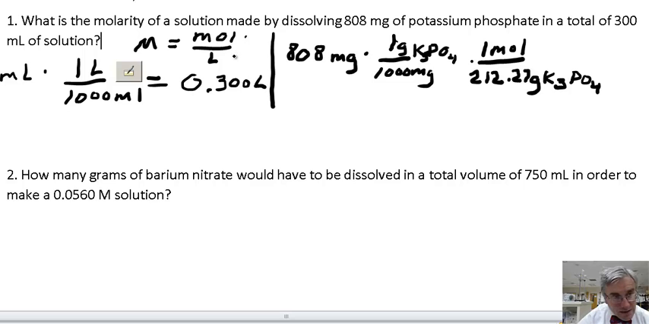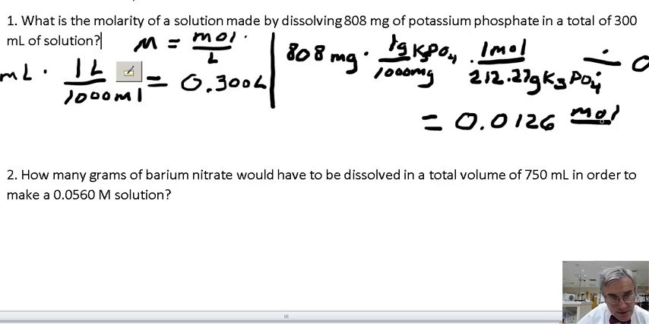That's the moles of potassium phosphate, and we need to divide that by the volume. We've already figured out that the volume is 0.300 liters. So all we need to do is divide by the volume to get moles per liter. When we run all those numbers, we'll get an answer of 0.0126 moles per liter, which is the same thing as molar. So the molarity is 0.0126 molar. That's the first one.